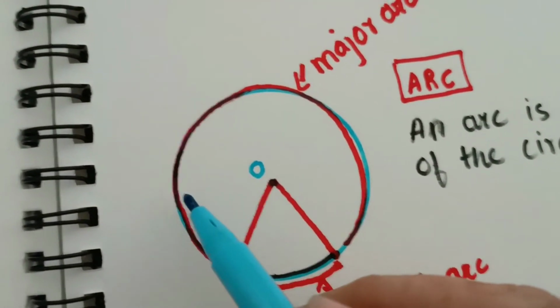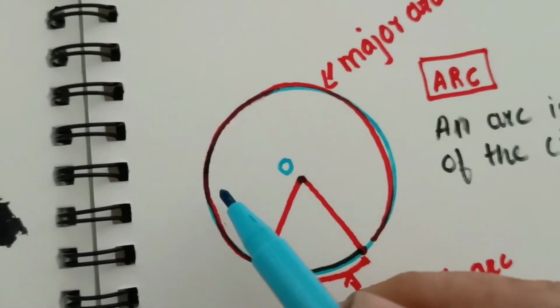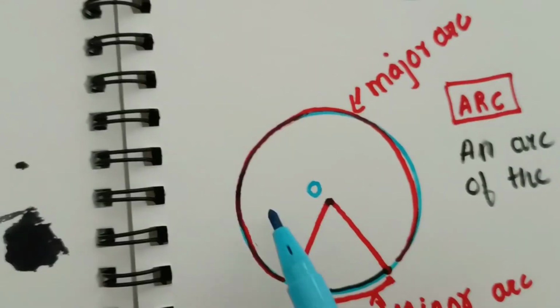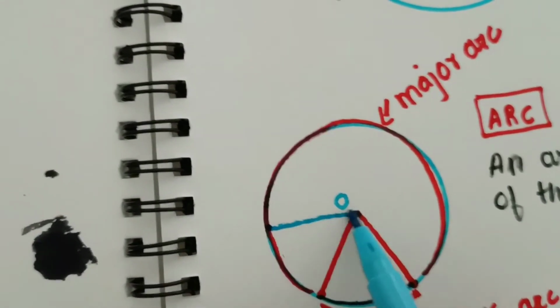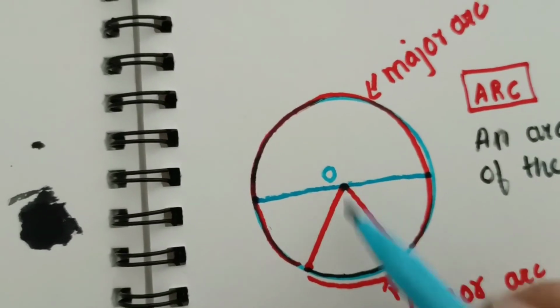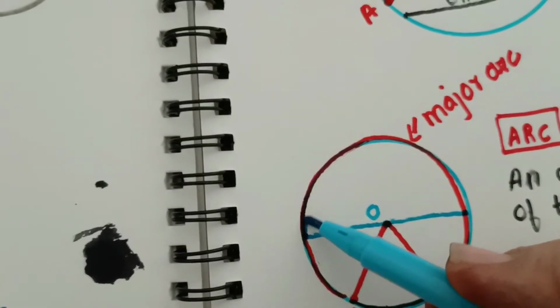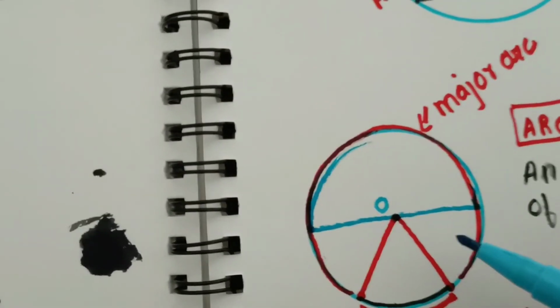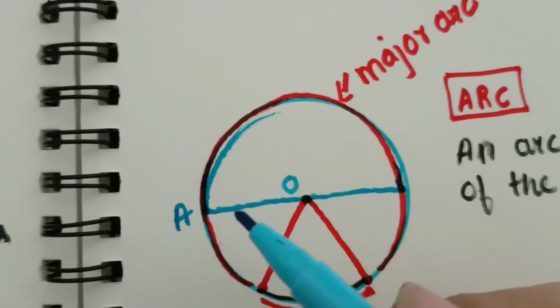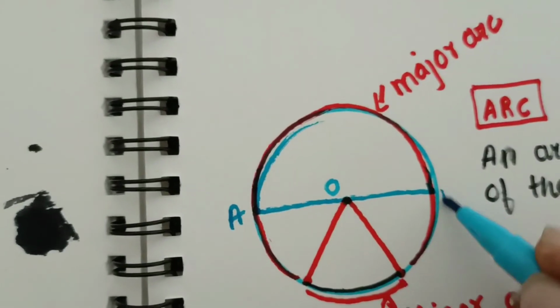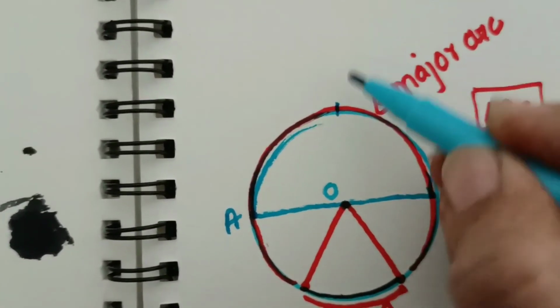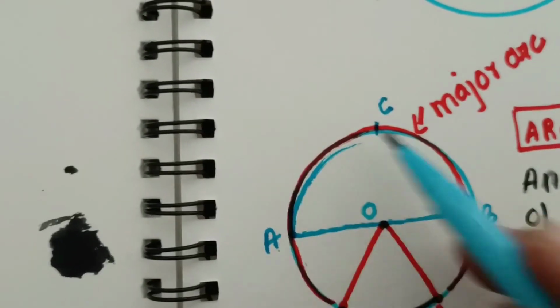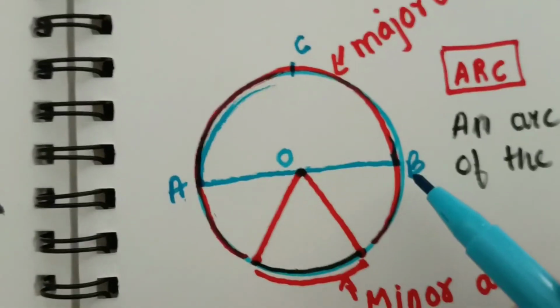We have another type of arc, the semicircular arc. Semicircular means half of the circle. If I draw a diameter over here, it divides the circle into 2 equal parts. So this arc becomes the semicircular arc. Let us name these points A and B, and I'll name this point on the circle as C. So ACB is a semicircular arc.